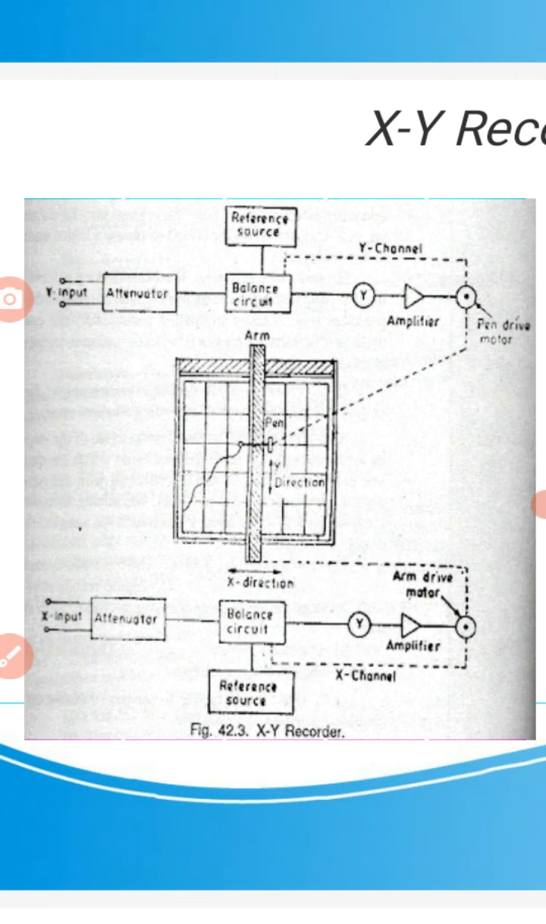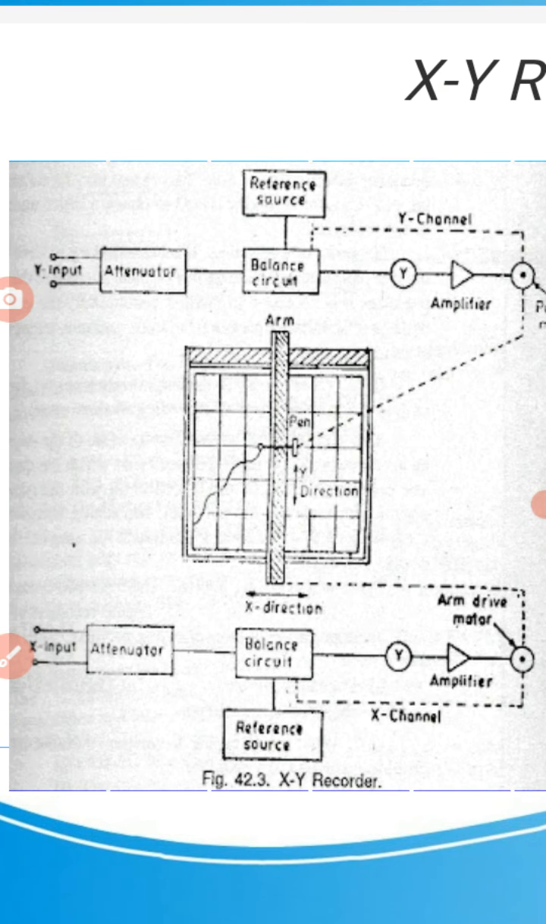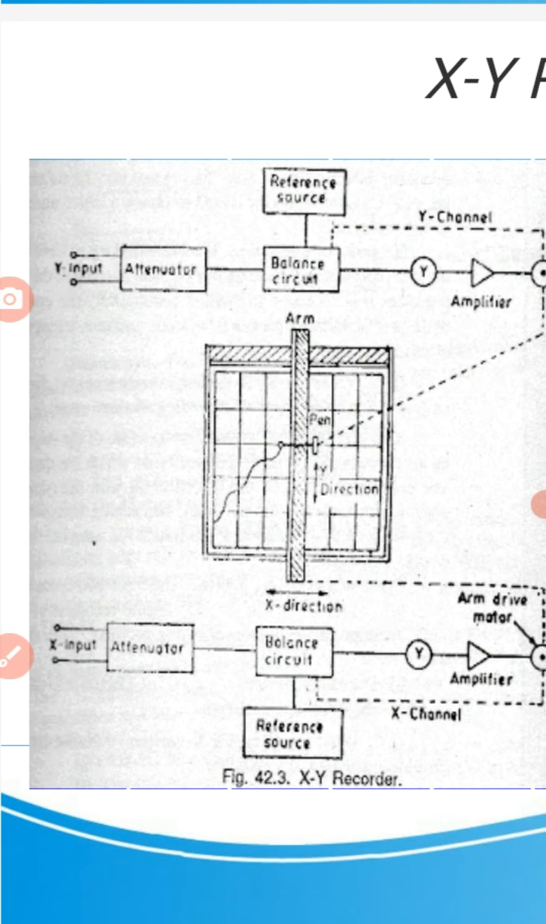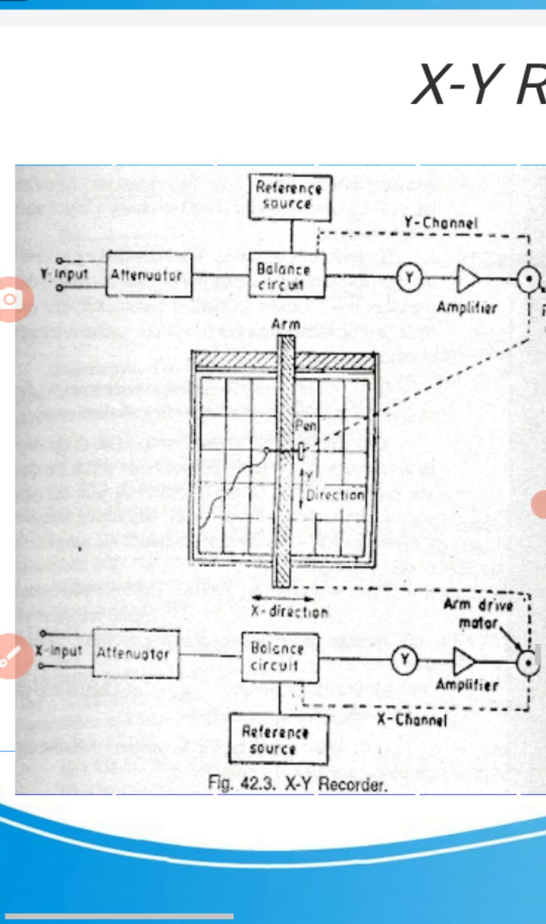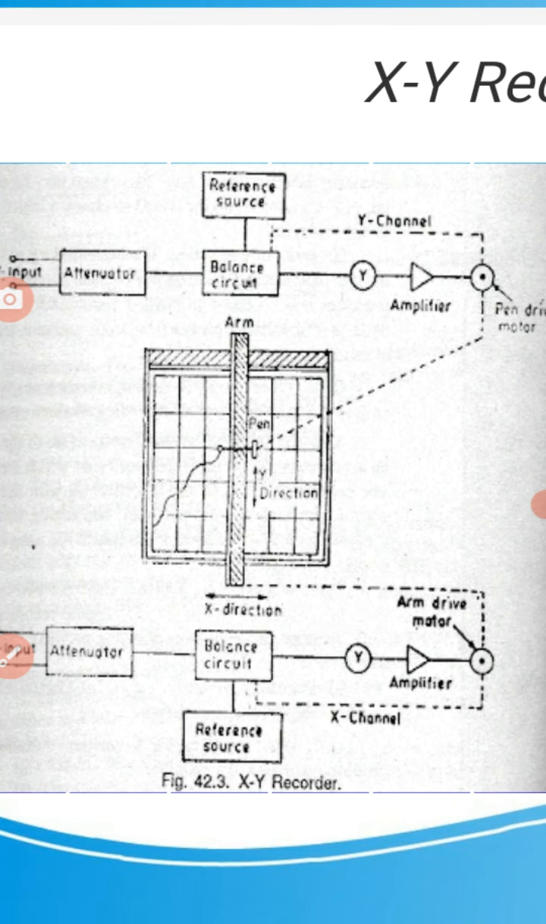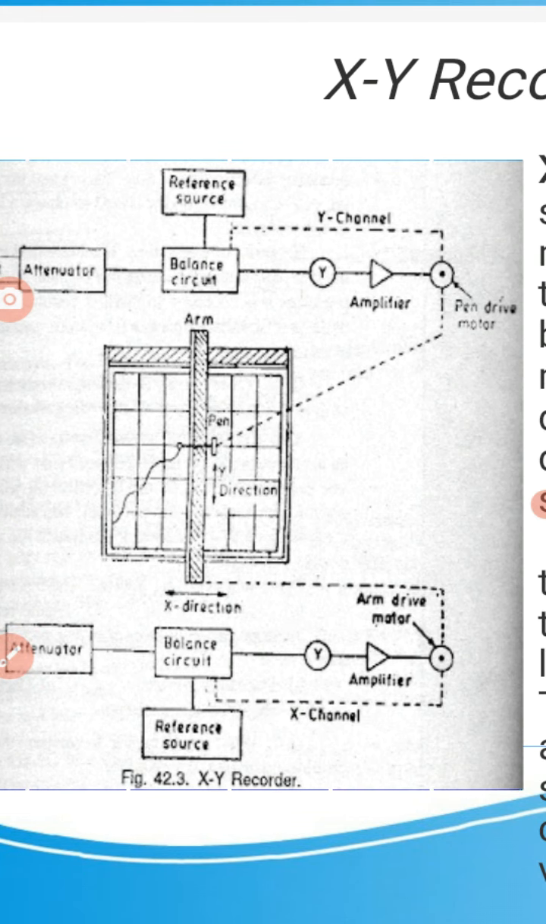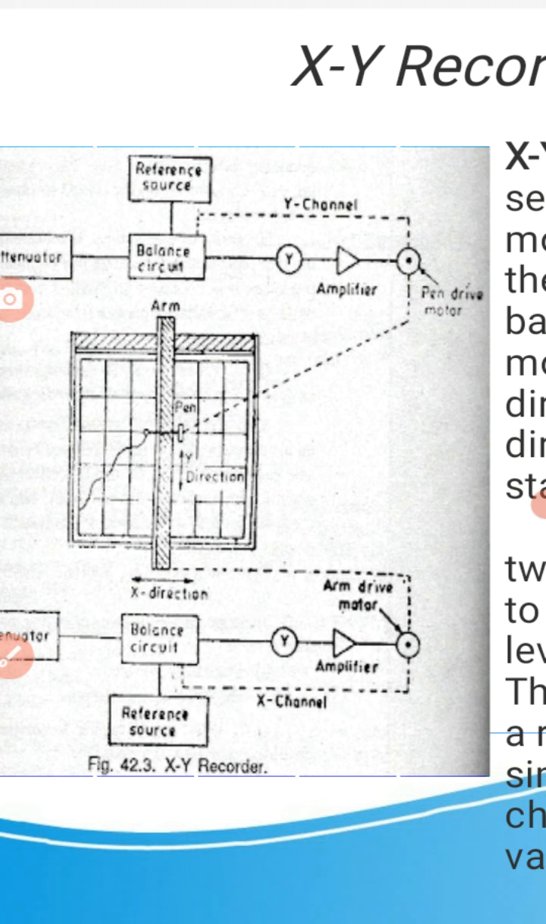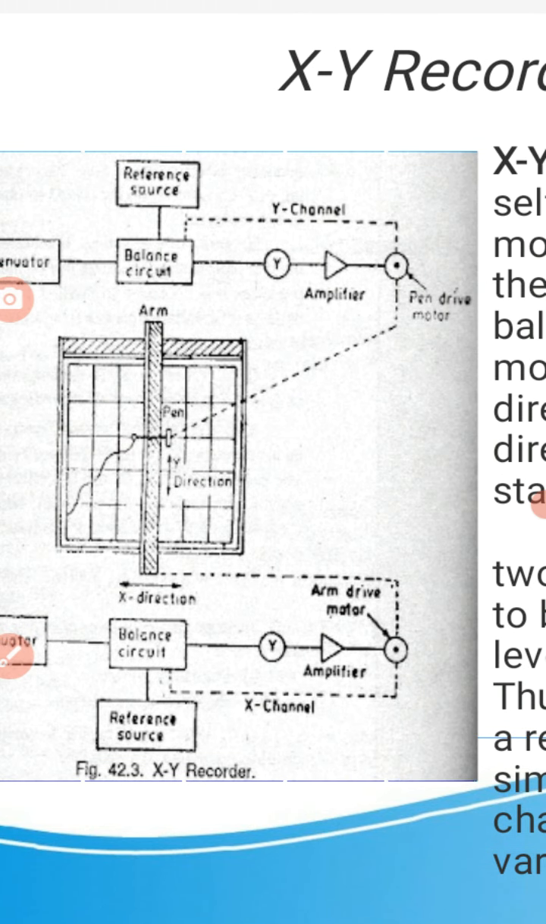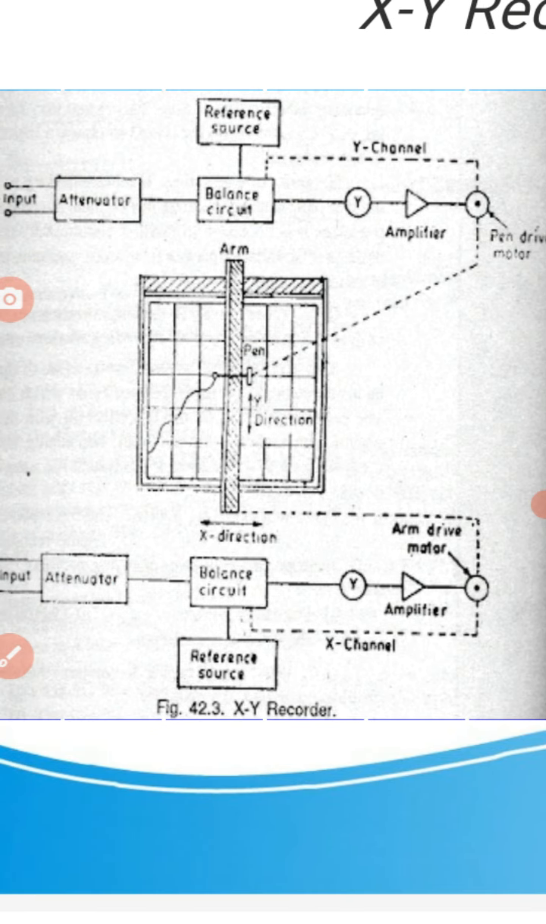Today we are starting with XY recorders. As far as the figure of the XY recorder is concerned, it contains, at the top, the Y input, and at the bottom, the X input. The Y input goes to the attenuator, the attenuator's output goes to the balance circuit, then there is another input to the balance circuit from the reference source, whose output goes to the summing amplifier, whose output goes to the pen drive motor, which controls the driving of the pen in the Y direction. That is called the Y channel.